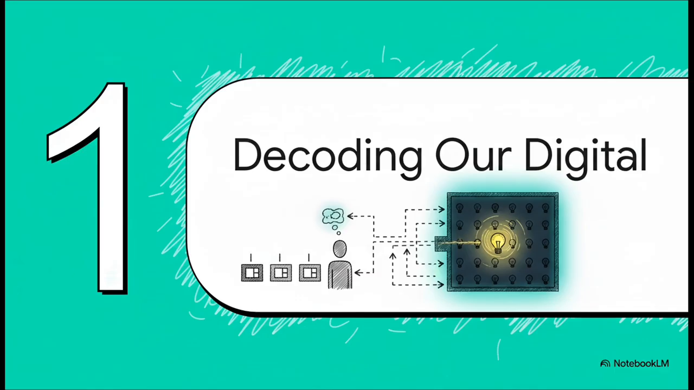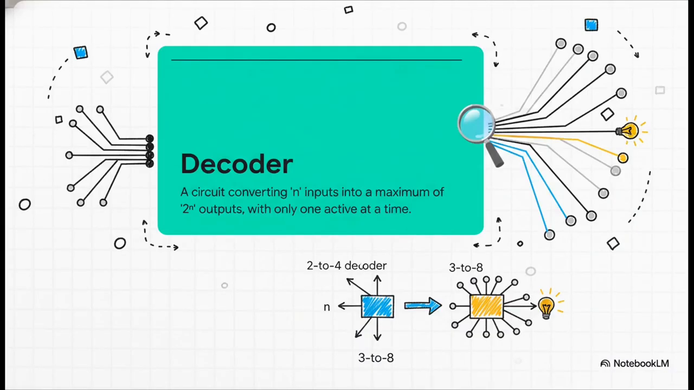This is all about decoding our digital world, and we're going to call our first hero the light switch operator. And here's why. Imagine you're in a massive room with, say, 100 light bulbs, but you've only got a handful of switches. A decoder is kind of like a super smart operator who can take a secret code from those few switches and know exactly which single light bulb to flip on. It's pretty cool.